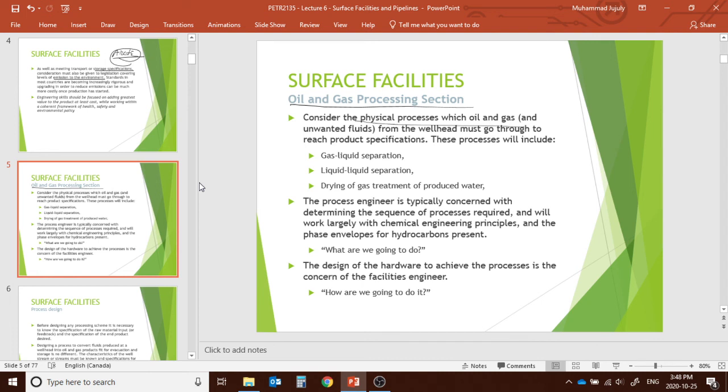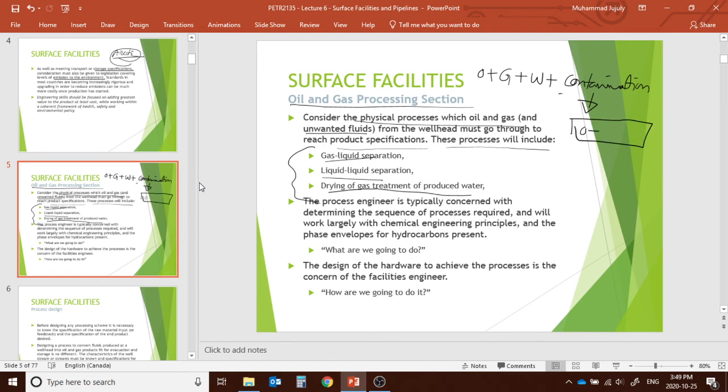So consider the physical process of the oil and gas, where we may have some unwanted fluids. From the wellhead it must go through to the product section, and this process includes gas-liquid segregation, liquid-liquid separation, and the drying of the gas from the produced water. So from the reservoir, we have oil plus gas plus water and some contamination. The first thing we have to do is remove the contamination, then we get oil, gas and water. We take it to the separator and separate it into oil and water, and the gas will go out.